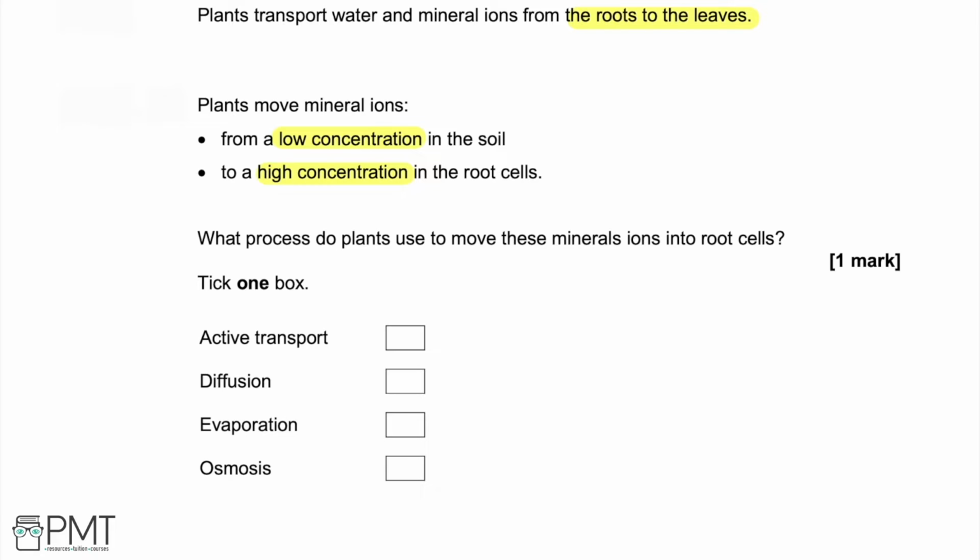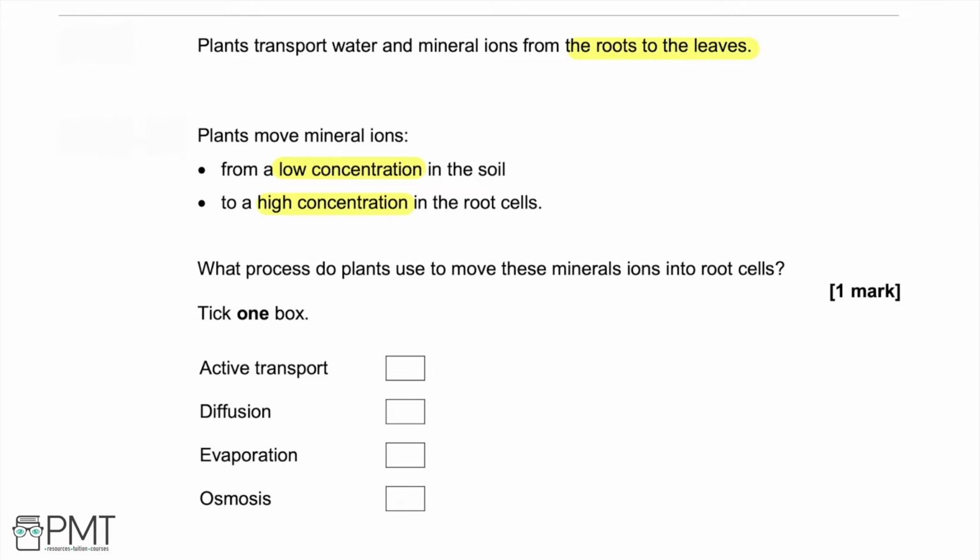Now let's check through the other possible answers to ensure that we're correct. Diffusion is the passive movement of substances down their concentration gradient, which does not occur here. Evaporation is the conversion of a substance from a liquid to a gas, which also is not happening here. And finally, osmosis is the passive movement of water from an area of high concentration of water to a low concentration of water. Since we're not discussing the movement of water, this is not the correct answer.